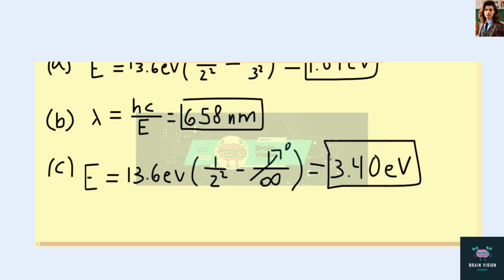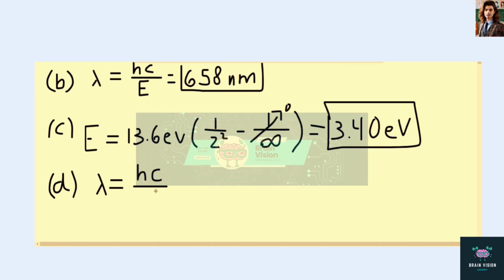For D, it wants us to find the wavelength. So we're going to, again, use the exact same equation as we did in part B to find the wavelength. So lambda is equal to hc over E. Again, h is in units of electron volt seconds, so 4.1357 times 10 to the minus 15 electron volt seconds. And c is still the speed of light in units of meters per second. Carrying out this operation, we find that this wavelength is equal to 365 times 10 to the minus 9 meters, or 365 nanometers.